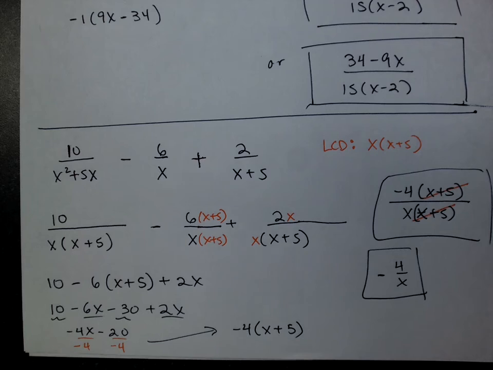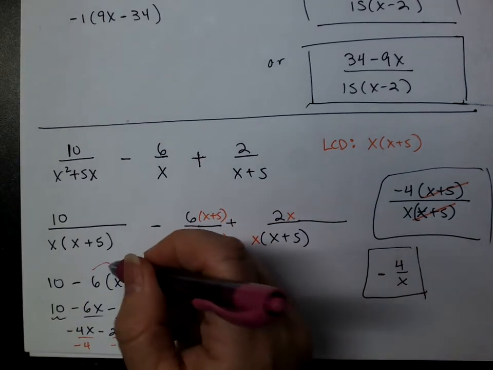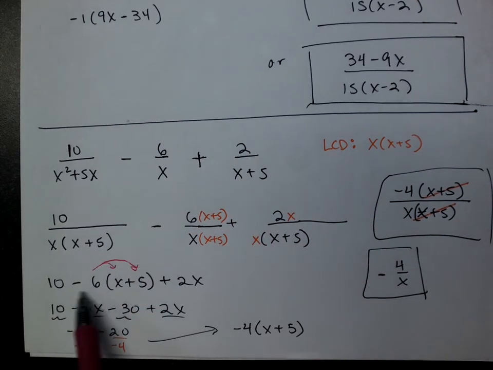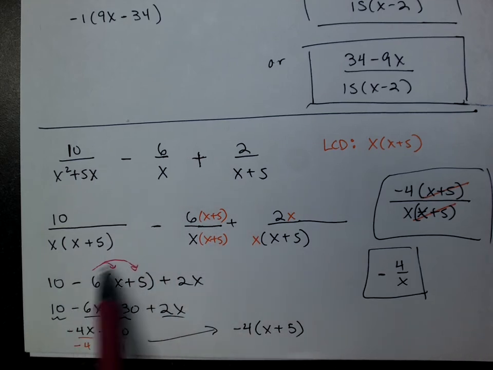Yeah, you want to be real careful, especially when you've got that subtraction in between that you are distributing. That negative doesn't belong to just the 6 or just the x. It belongs to both parts.